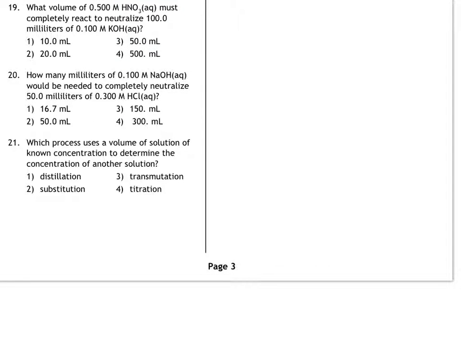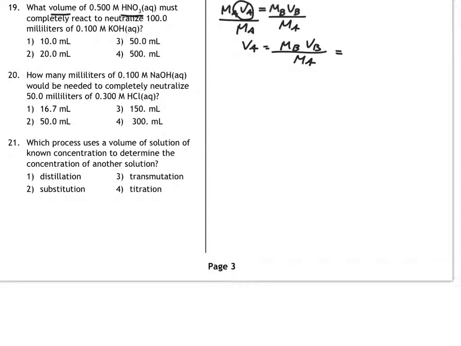Number 19, what volume of 0.5 molar nitric acid must completely react to neutralize 100 milliliters of 0.1 molar potassium hydroxide? This is a titration equation. So HNO3 is my acid, and they want to know what volume I am going to have of it. So I am looking for VA. I'll isolate now, divide by MA on both sides, and you'll get a revised equation of MBVB over MA.